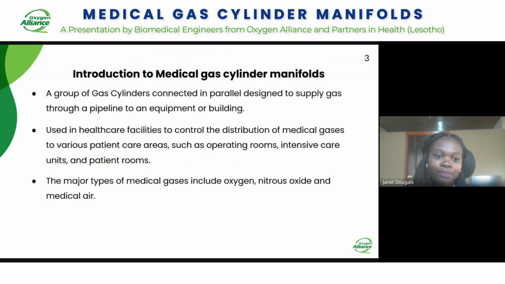Basically, medical gas cylinder manifolds are a group of gas cylinders which are connected in parallel, and they're designed to supply gas through a pipeline to equipment or a building. This building is mostly a health facility, with patient care areas such as operating rooms, intensive care units, and patient rooms. The medical gases that are mostly piped with medical gas cylinder manifolds are oxygen, nitrous oxide, and medical air. Of course, currently nitrous oxide is not used as often as you might think, but it is one of the gases that is also piped using manifolds.